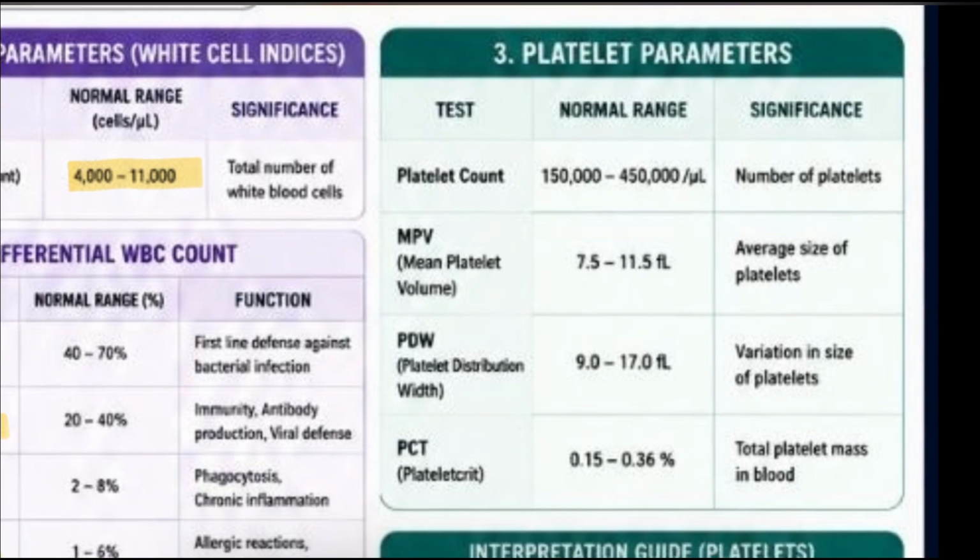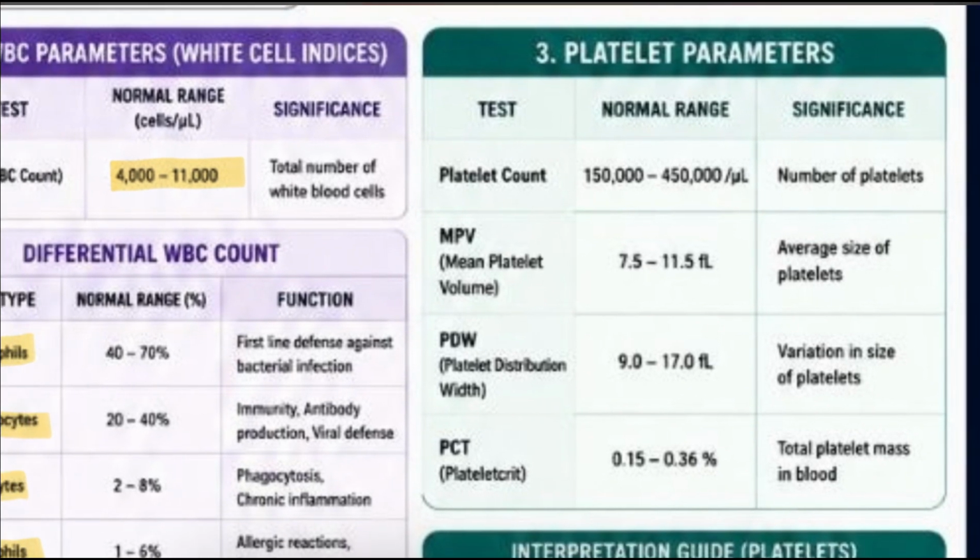Okay, so next, at last, we can see the platelet parameters. In platelet parameters, the first very important one is platelet count, meaning the number of platelets, how many we have. The normal range is 1,50,000 to 4,50,000. Low platelets we call thrombocytopenia.